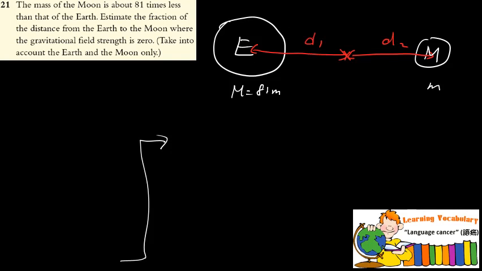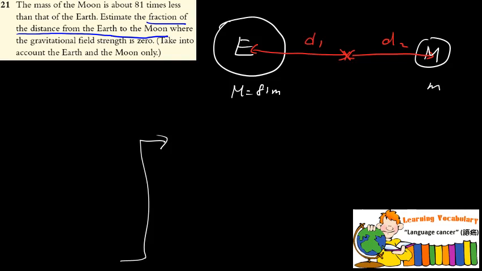Next question is pretty interesting, but it has some problem. It has language issues, because if you look at the question, you can't really understand it. It asks you to calculate the fraction of the distance from Earth to the Moon where the G is 0.